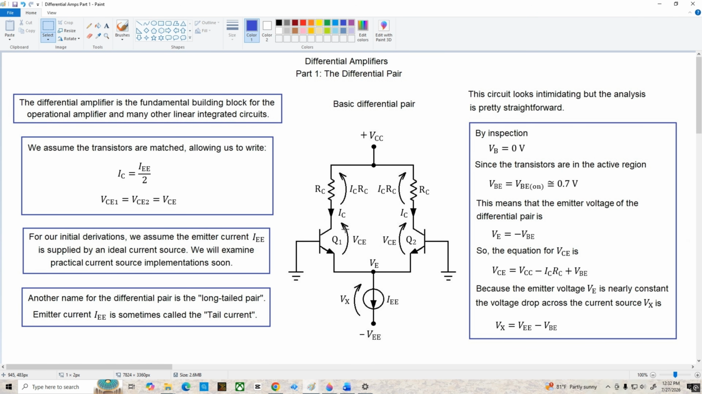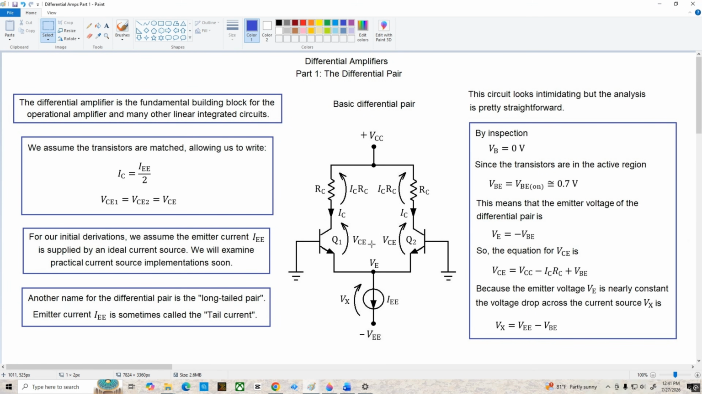But looking at the circuit, if we assume that the two transistors are matched, I sub EE is going to divide evenly between the two sides, and we get a collector current for each transistor, IC equals I sub EE divided by 2. And if everything else is matched, including these collector resistors, the VCE values for the two transistors are equal also, so I'm not going to include a subscript on them, we'll just call it V sub CE.